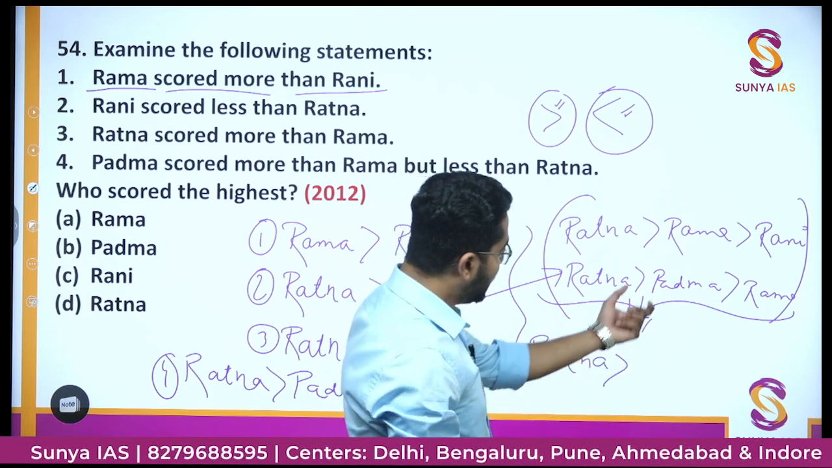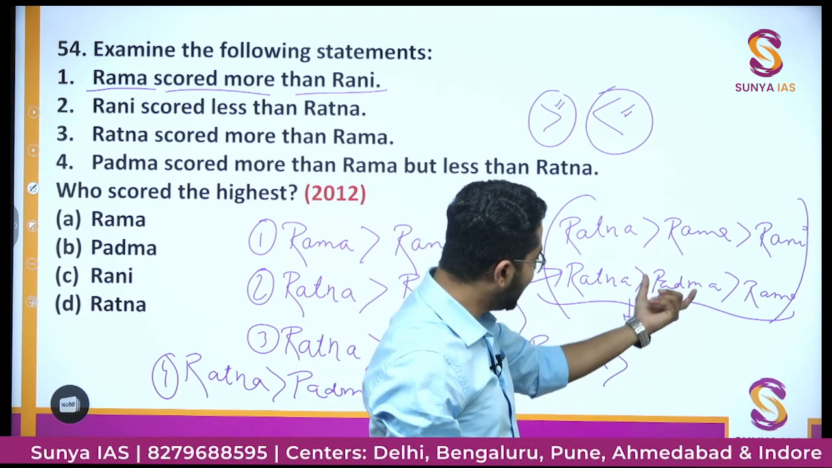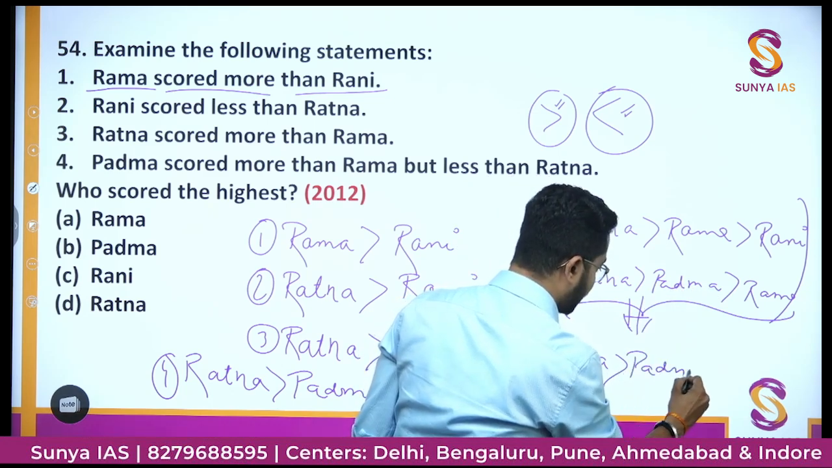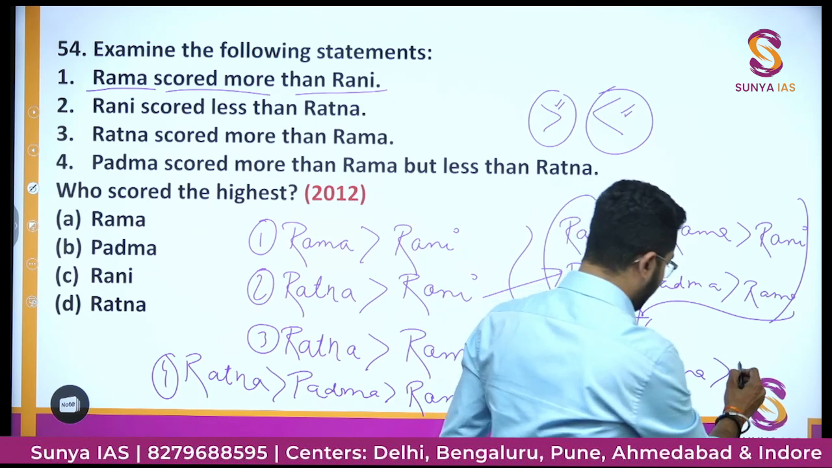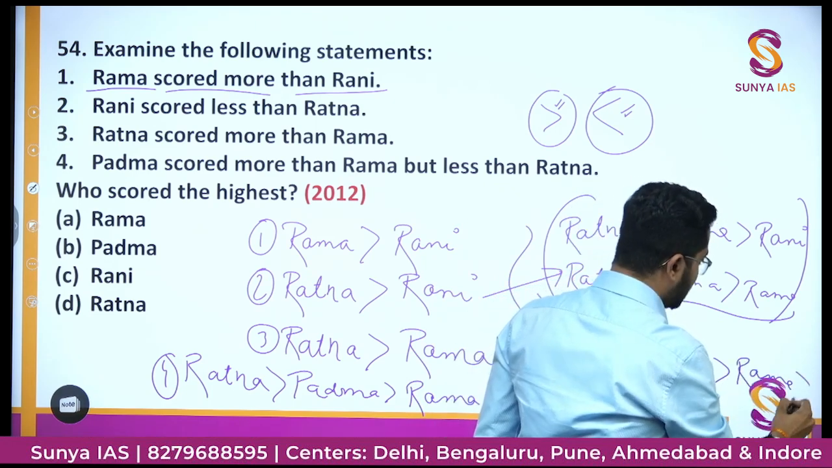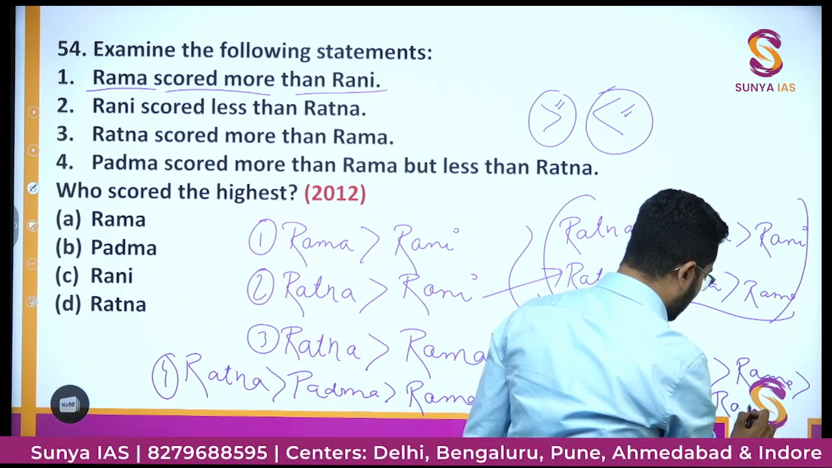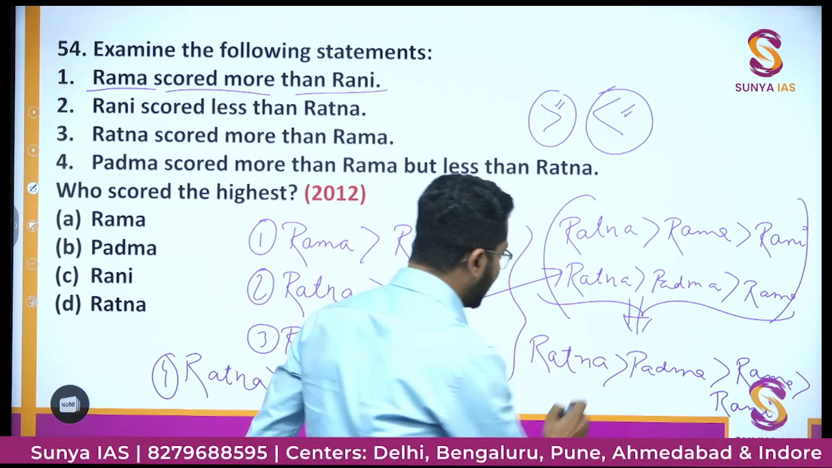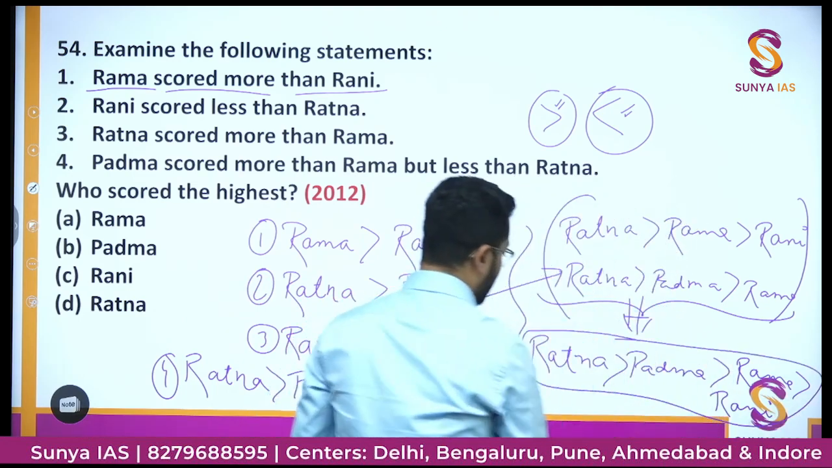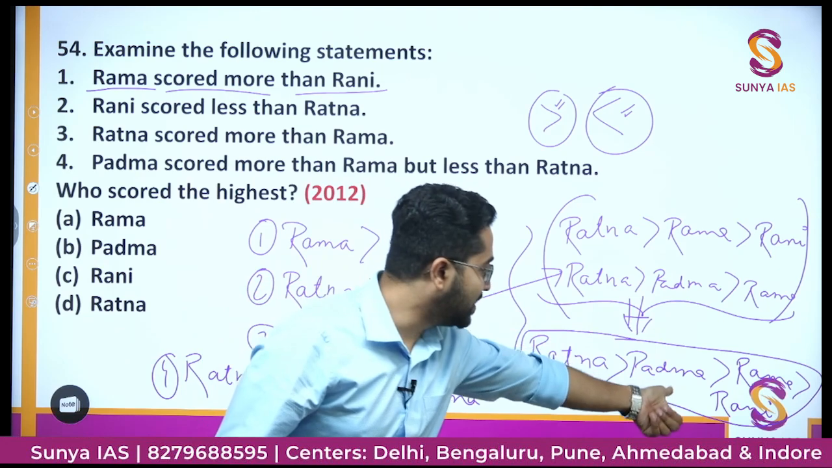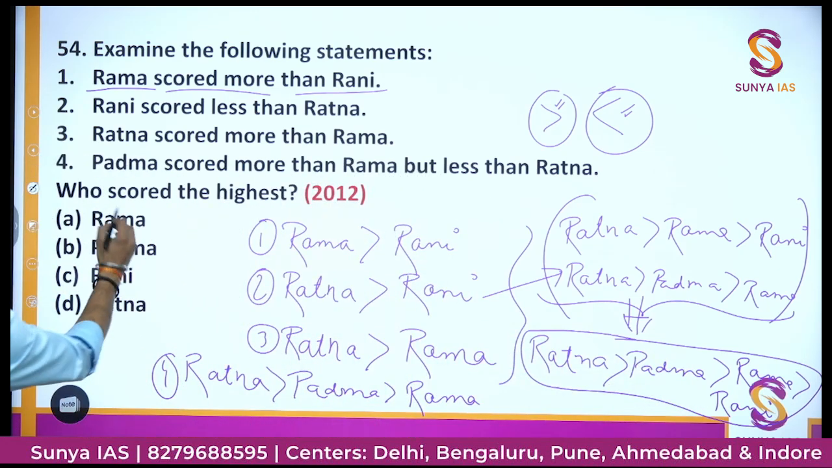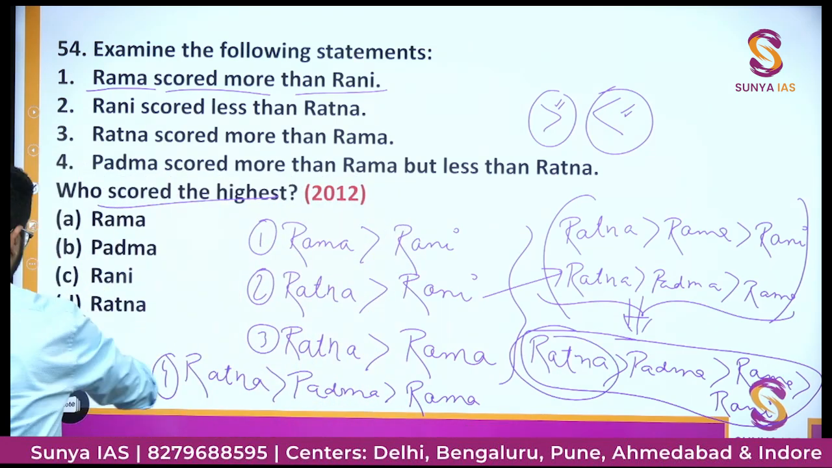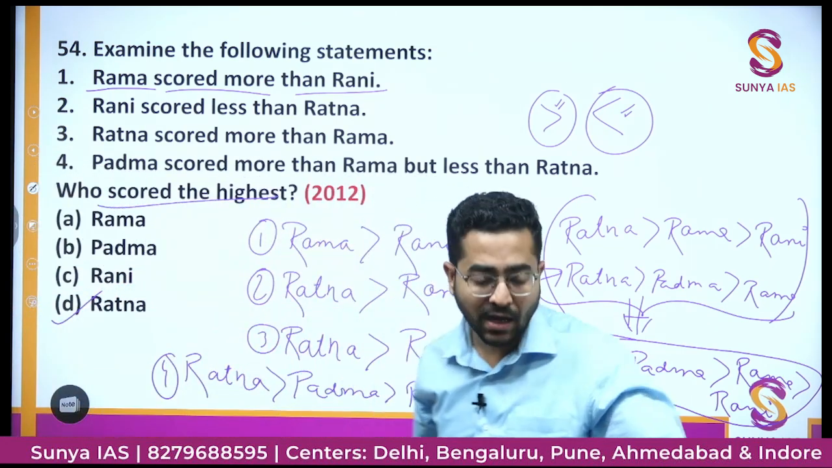Then you can see in Padma and Rama, if we compare, we are getting that Padma is scoring more than Rama. So Padma will be at the second place. Then it would be Rama. And the last would be Rani, who is scoring the least. So this is the correct order: Ratna is scoring the highest, then Padma, then Rama and then Rani. So what they are asking, who scored the highest? So highest is obviously Ratna. So the option is option D. Option D, Ratna is scoring the highest.